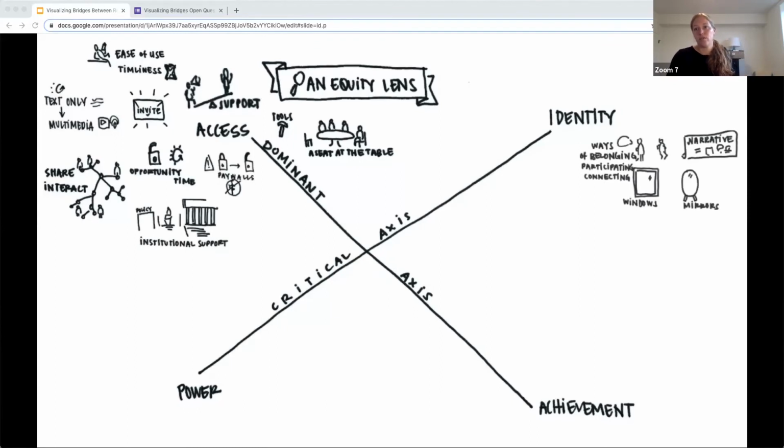So if we move to identity, now we're going to switch into the ways that all parties see their role in the relationship. We talk about, do both teachers and researchers have ways of belonging and of participating and connecting? And do they see themselves in this work of bridging the gap between research and practice? Are the narratives for both teachers and researchers resonating? Are they aligned?